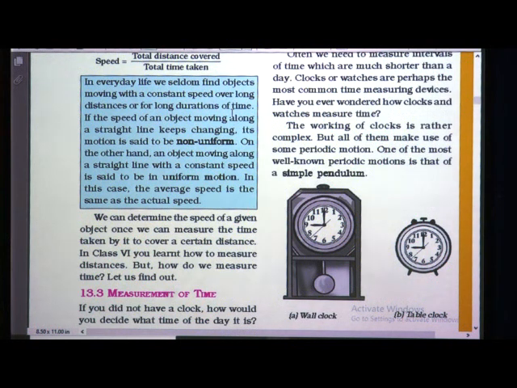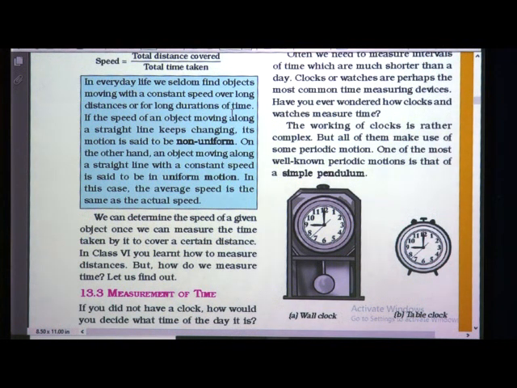Then for a long duration. Also, when they are going to move with constant speed over a long distance, they will require more time. It means more duration of time. So, whenever there is a long distance, they will require a long duration of time.